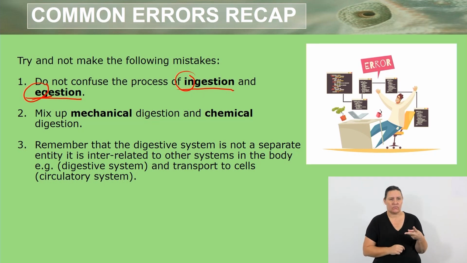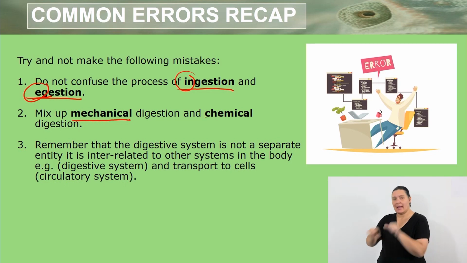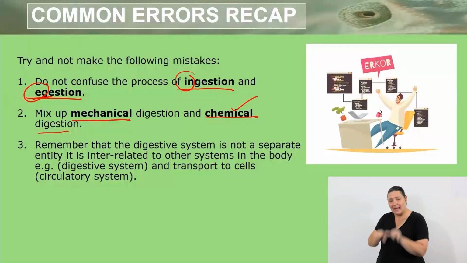The second one is do not confuse or mix up mechanical and chemical digestion. If you remember, we said mechanical is the physical breakdown, the biting, the chewing, that is mechanical. And then chemical, it has to do with enzymes and hydrochloric acid. So now this is the chemical breakdown of the food particles. So it happens after the mechanical has taken place.